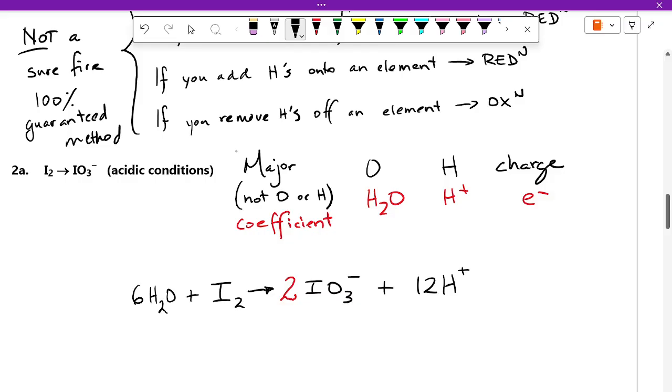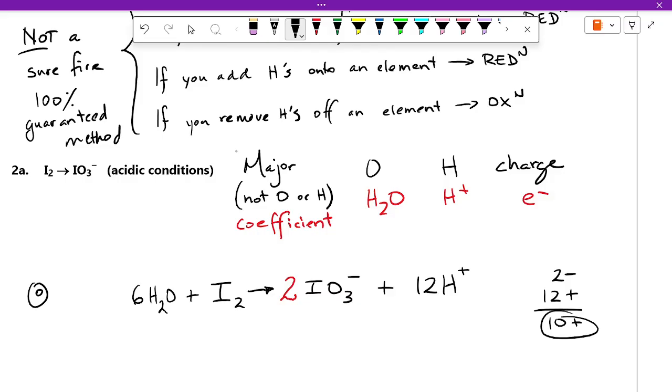And remember, when you get to the charge, I would highly recommend keeping track of it on either side. What is the charge on the left? 0. And on the right, we have 2 negative and we have 12 positive. So overall, that gives us 10 plus. So to which side do we add electrons? The side that is more positive or the side that is more negative?